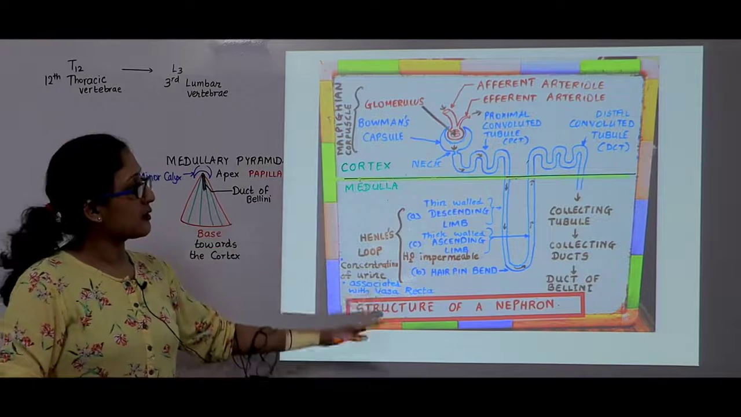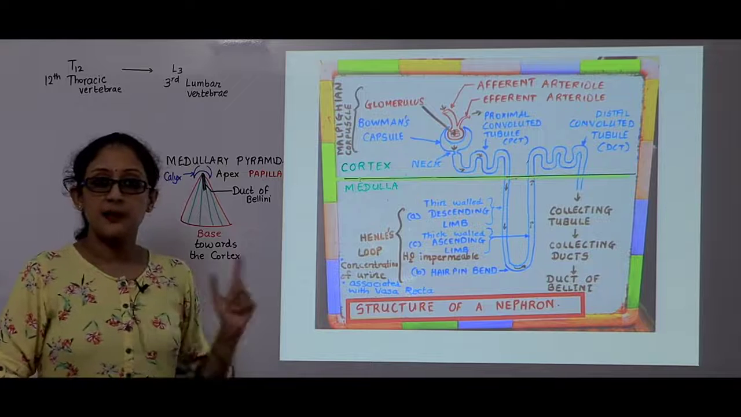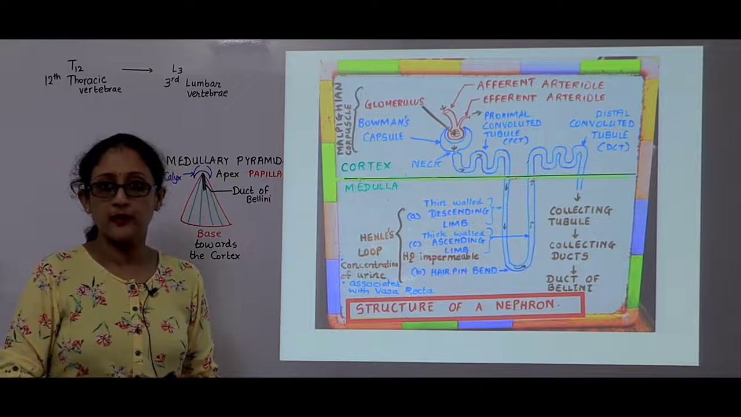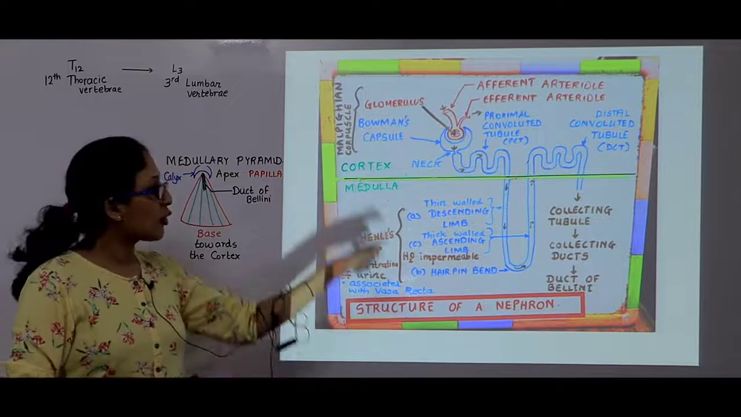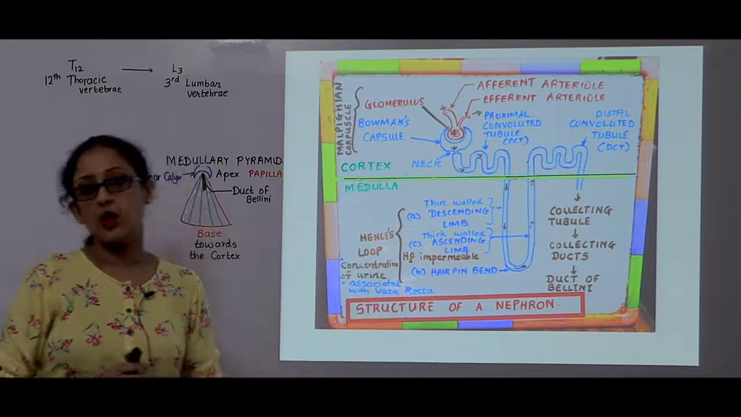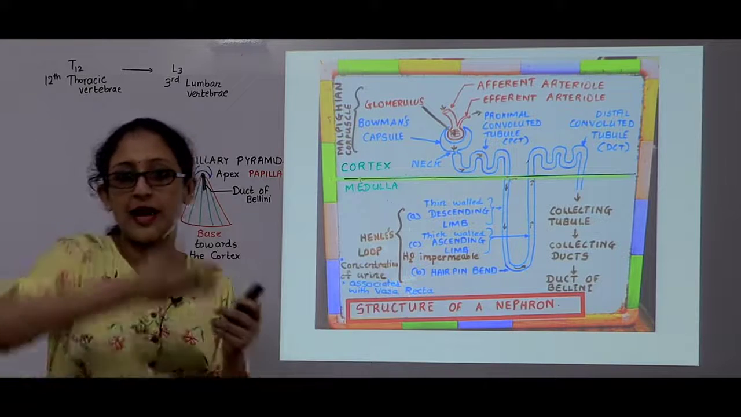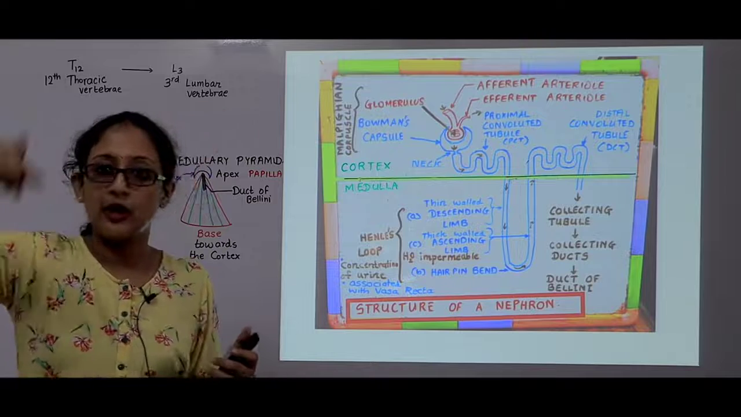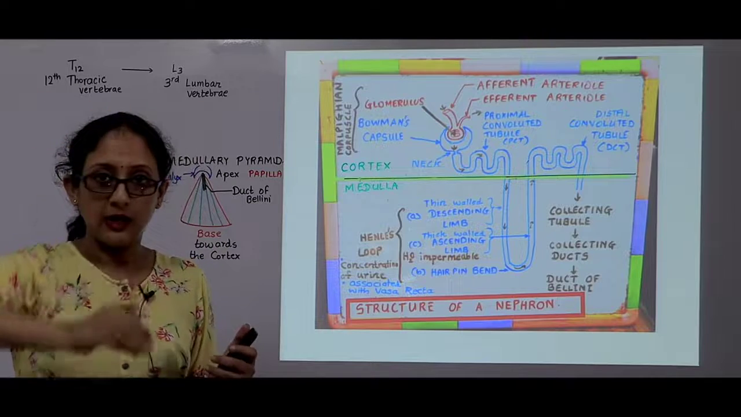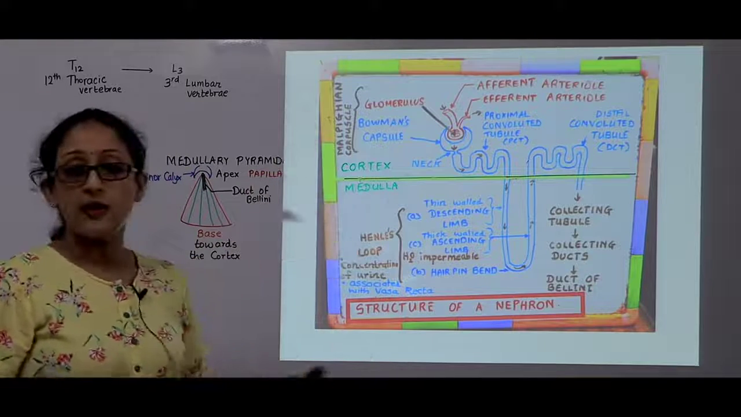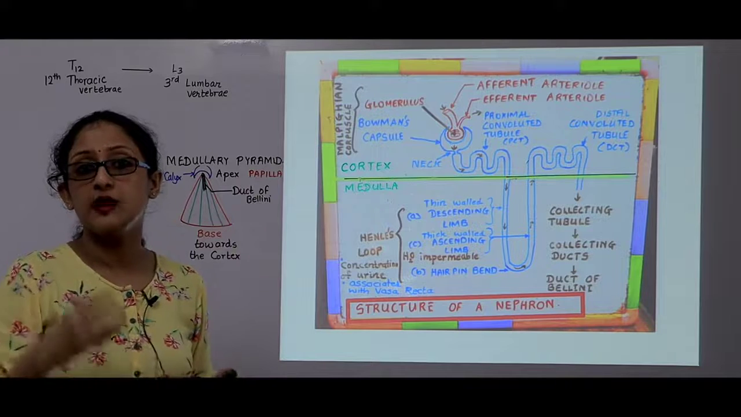So I hope you have understood the different components. This image will be sent on your group. Homework is you have to draw this image neatly in your book. So as I said, you can take a blank page. The upper part you can draw the LS of the kidney. The lower part you can draw this image. This will give you clarity of the different parts.